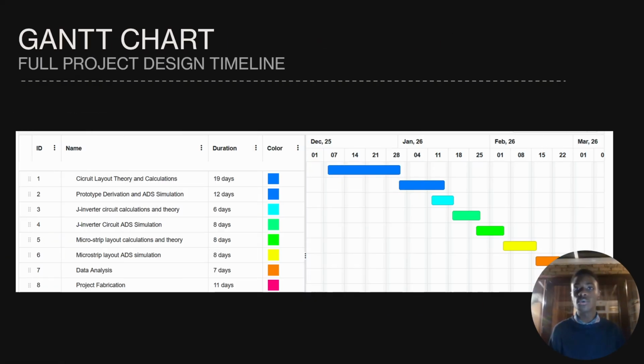This project, according to our Gantt chart, should roughly take about 80 days. There is an initial stage of compiling calculations before any simulation is done in ADS. This is done both before the circuit layout and before the microstrip layout is simulated in ADS. It's very important that we always take time out for the theory and calculations of both our layouts before any simulation is done. We'll finally analyze our data, making final checks before beginning our design fabrication.